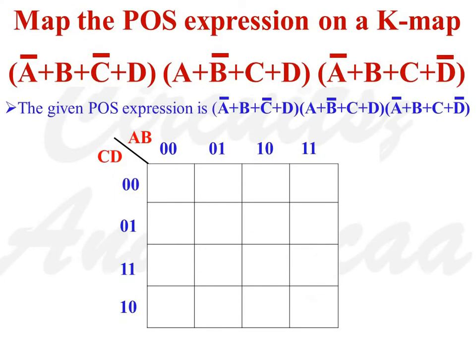Problem number 2. Map the POS expression on a K-map. The expression given is A bar plus B plus C bar plus D, into A plus B bar plus C plus D, into A bar plus B plus C plus D bar. So the given expression is a POS expression.